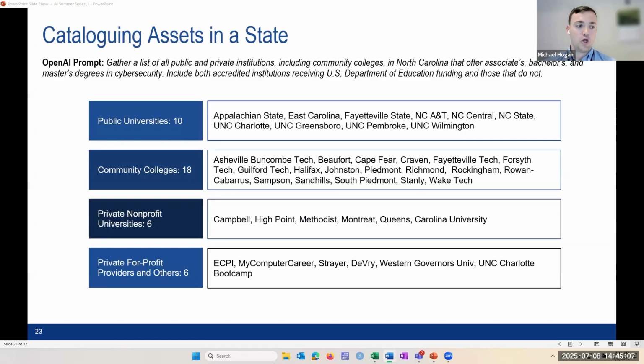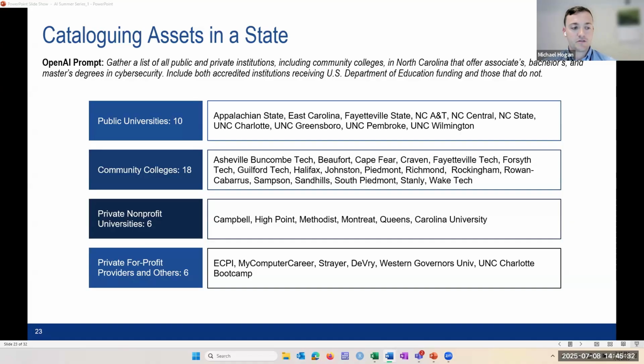The output it gave us was a long, over 20-page list of programs that used web scraping and a mix of sources, including some of the individual websites and some things like the state university system and community college system. It gave us an output of 10 public universities, 18 community colleges, 6 private nonprofit universities, and 6 for-profit or other providers.